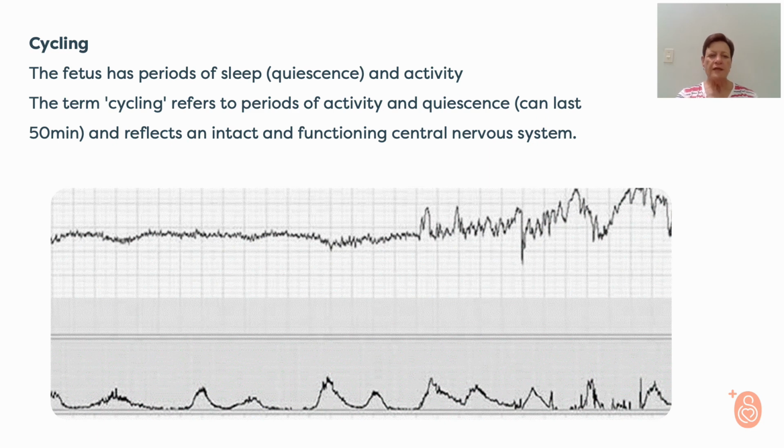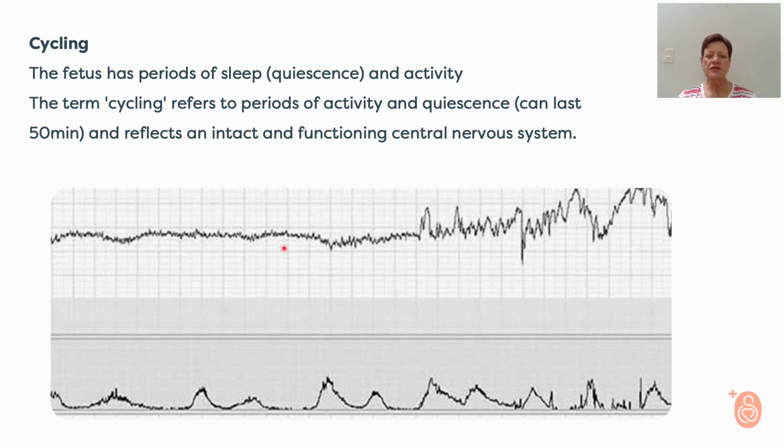Then just one other thing, coming again to the parasympathetic and sympathetic systems, but also the somatic nervous system: fetuses have periods of sleep, what we call quiescence periods, and periods of activity. It's been described by the term cycling. It means it happens over periods of time. There are periods of activity and there are periods of quiescence.